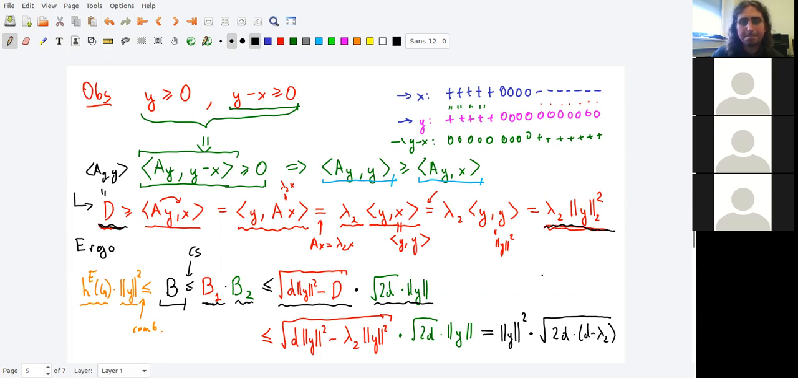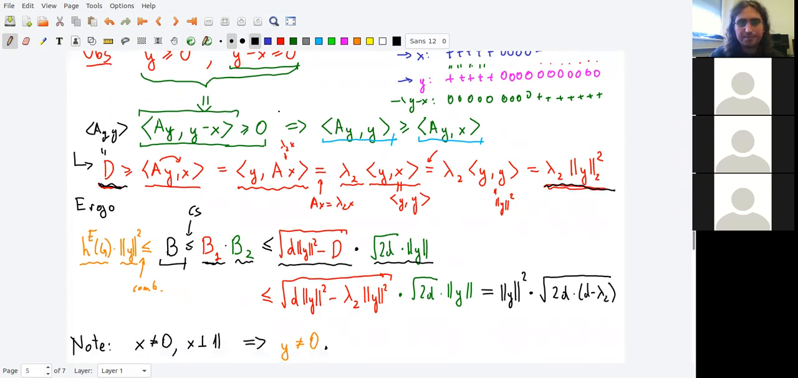Okay. So now we can rewrite it. Meaning we can use this estimation to show that this term is smaller or equal than this. And voila, I put the second norm of y in front of everything, one from here and one from here, and I've got what I want. Square root of 2d times the spectral gap.